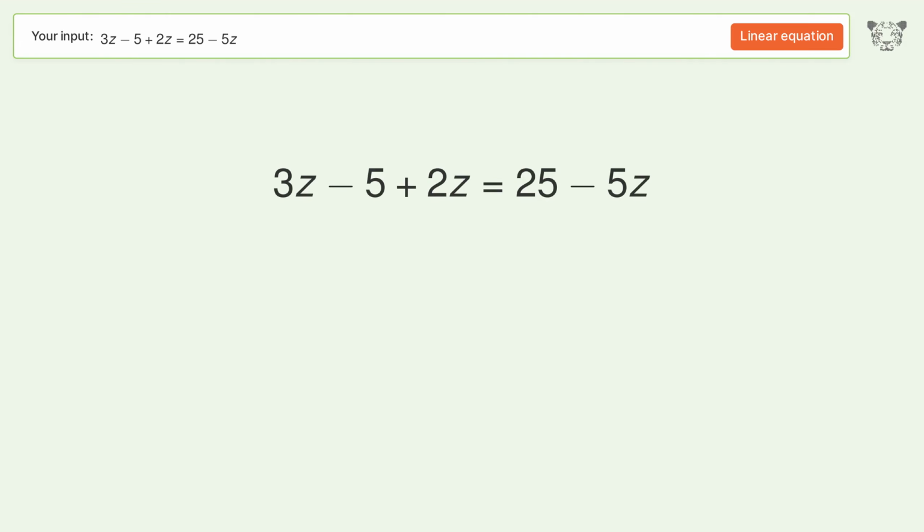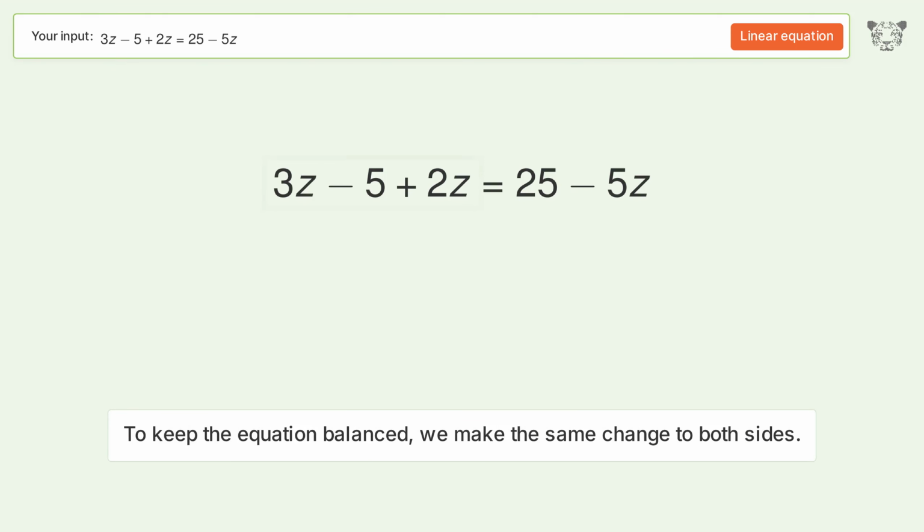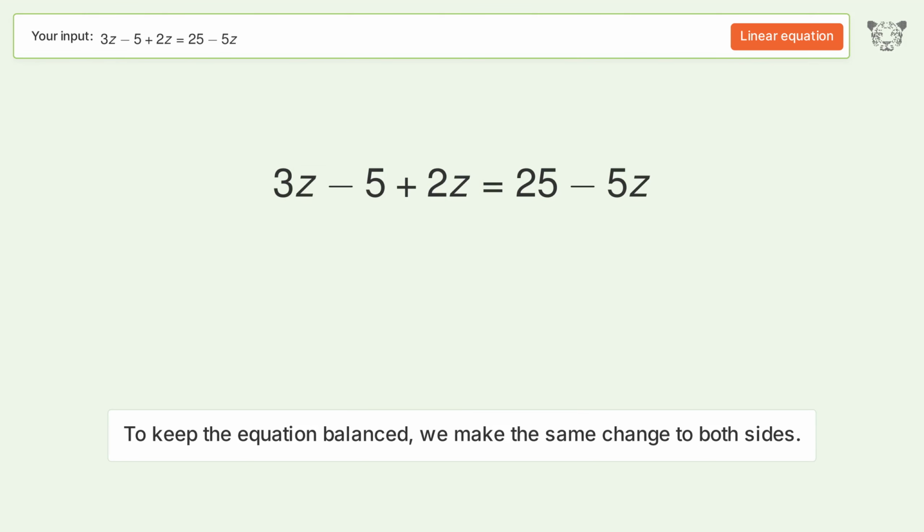Here is the linear equation we are asked to solve. 3 times z minus 5 plus 2 times z equals 25 minus 5 times z. Solving means isolating z on one side with a number on the other. Let's do this step by step. To keep the equation balanced, we make the same change to both sides.